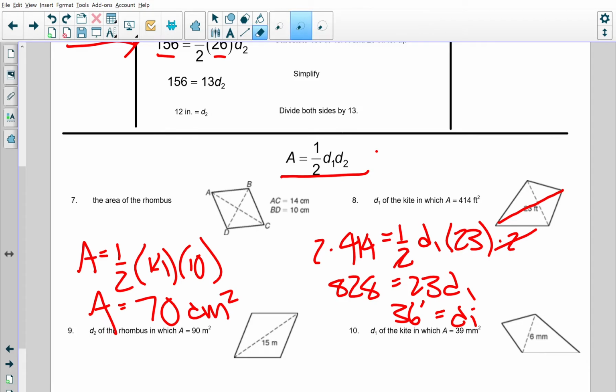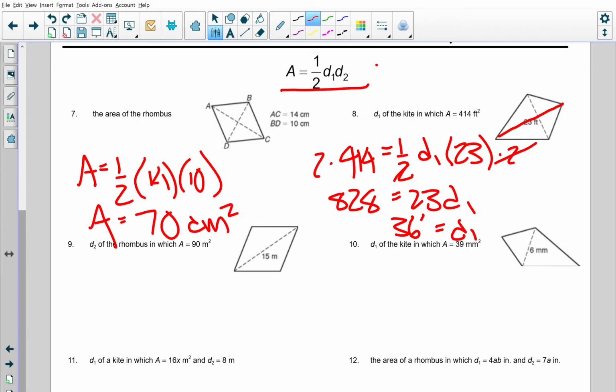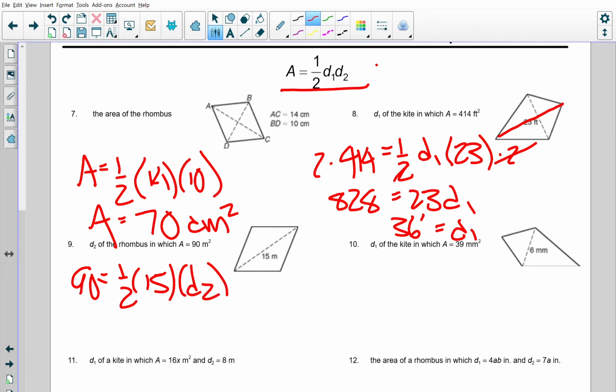All right, moving on. So we have a rhombus here. Say we just keep going. 90 has to be equal to 1/2 15 times the other diagonal. Multiply both sides by 2, which means 180 has to be equal to 15 D2. And 15 goes into 180 12 times.